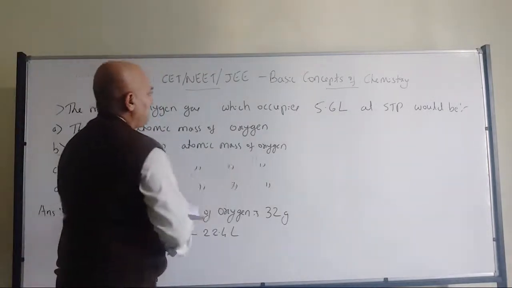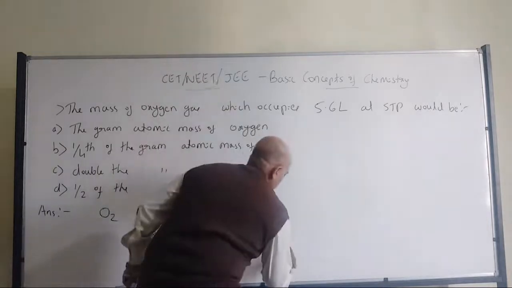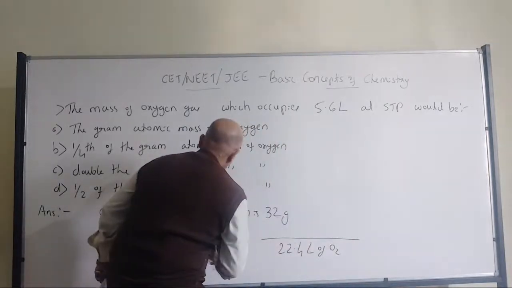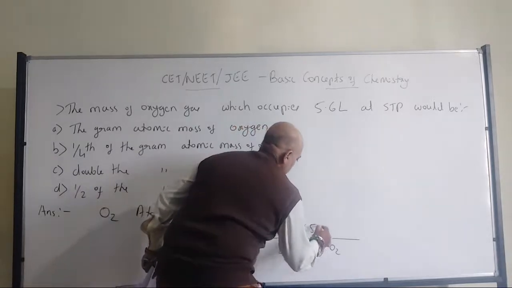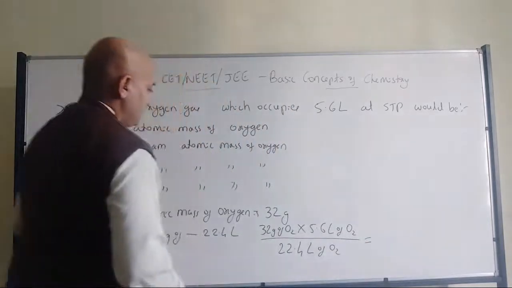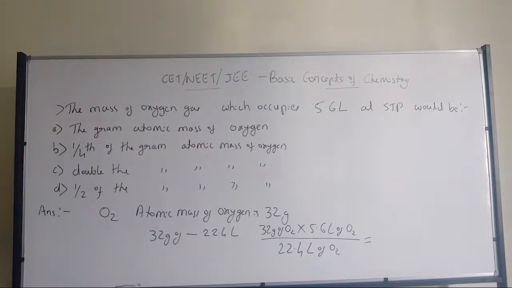So then we have to calculate how much it will be for 5.6 liters. It's very simple. For 22.4 liters of oxygen, 32 grams of oxygen will be there. How much for 5.6 liters of oxygen? That will give you the answer. Since STP they have asked, we have to consider 22.4 liters only. Yes, Rohan, it is 16 into 2. So that is 32 gram. So 32 gram corresponds to 22.4 liter.